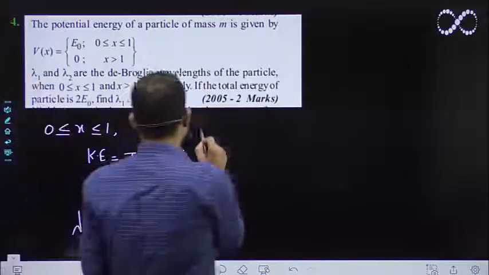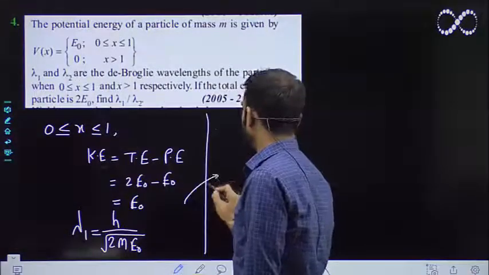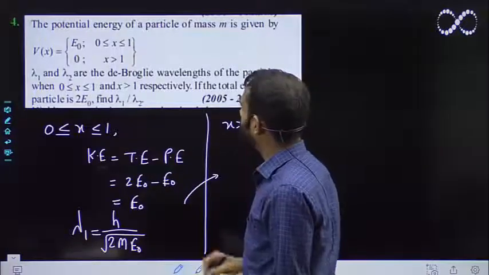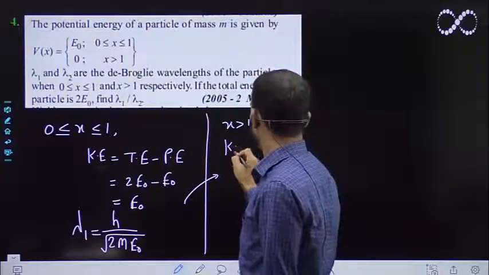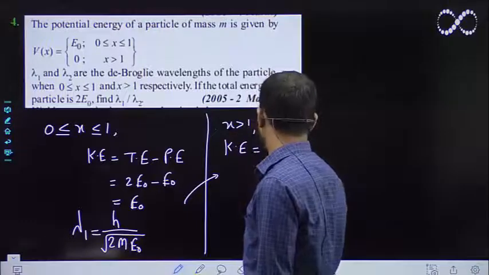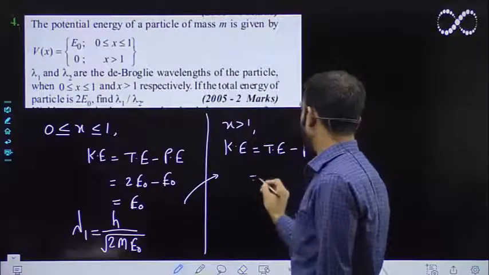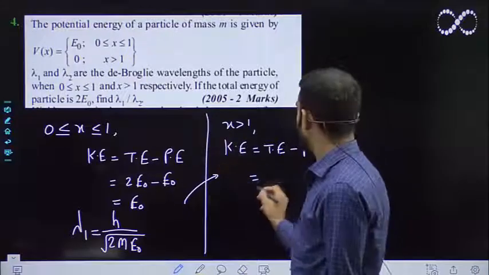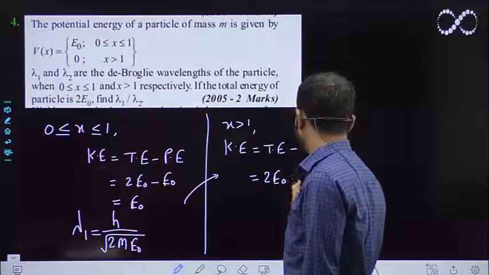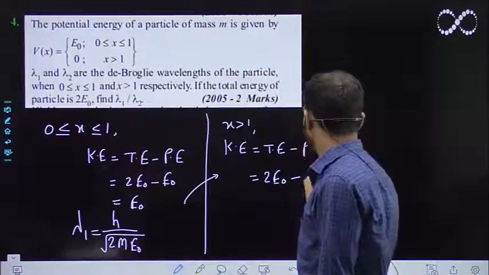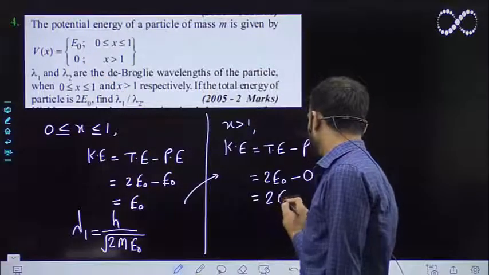All right, let us go for the next region, that is x greater than 1. In this region, once again I can apply kinetic energy is equal to total energy minus potential energy. Total energy is 2 E naught, minus the potential energy in this region, which is given as 0. So that becomes 2 E naught.